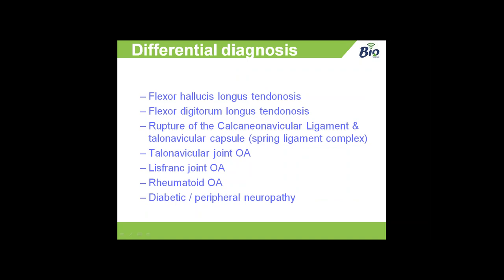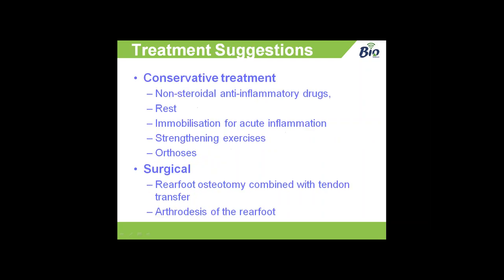So, like I said, it's a pretty thorough examination, but you obviously shouldn't rule out a differential diagnosis, and there are other conditions to be aware of, and I have listed a few. You've got tendinosis of flexor digitorum longus and flexor hallucis longus. It could be a rupture of the calcaneonavicular ligament and talonavicular capsule, or the spring ligament complex. It could be talonavicular joint osteoarthritis, Lisfranc osteoarthritis, or rheumatoid arthritis. Oh, I've put an extra O in there. That should be just rheumatoid arthritis, not rheumatoid OA. And then you've got diabetes and peripheral neuropathies as well, but then it could come secondary to that. So they're just other things to be aware of.